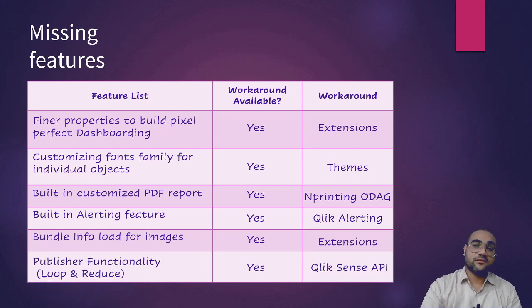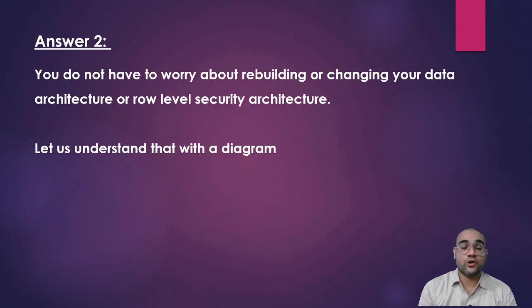The next missing feature is the publisher. So if you are using ClickView Publisher, then you will miss the loop and reduce functionality in ClickSense. Currently, there is no default way by which you can achieve that, but you can use the ClickSense APIs and code that functionality. Our second question was, do we need to rebuild everything when we move to the ClickSense?